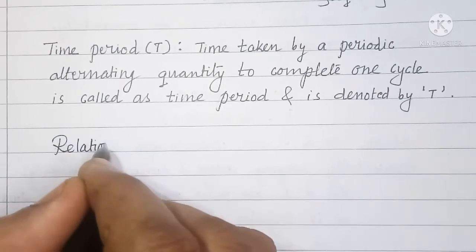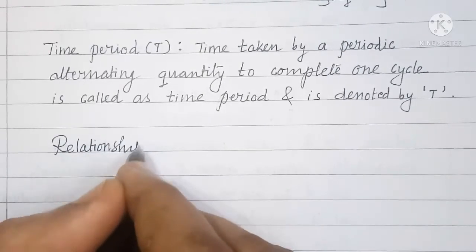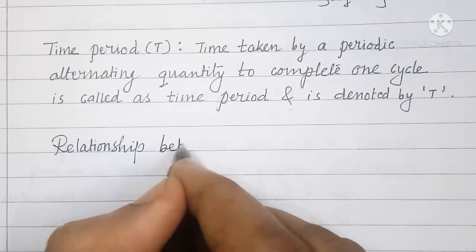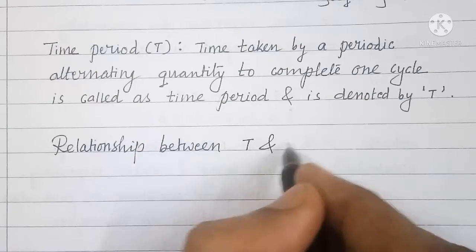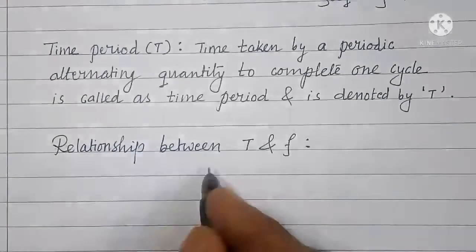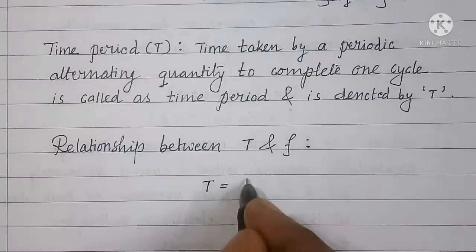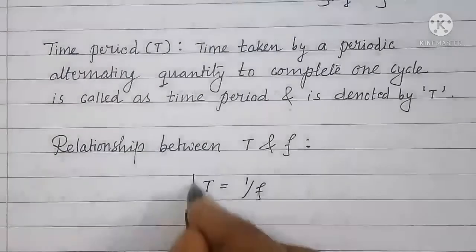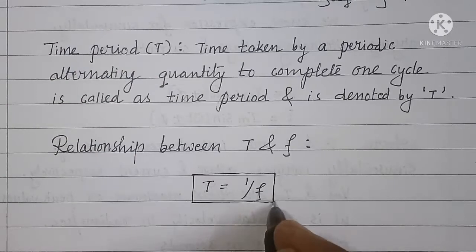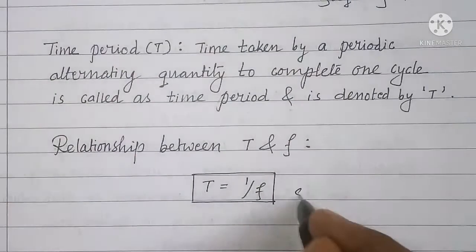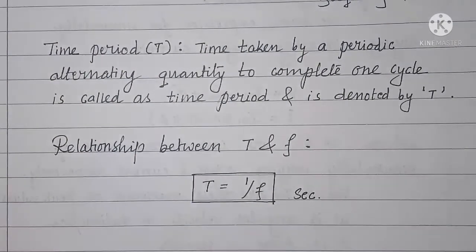Relationship between T and F. T is equal to 1 by F. T is measured in seconds.